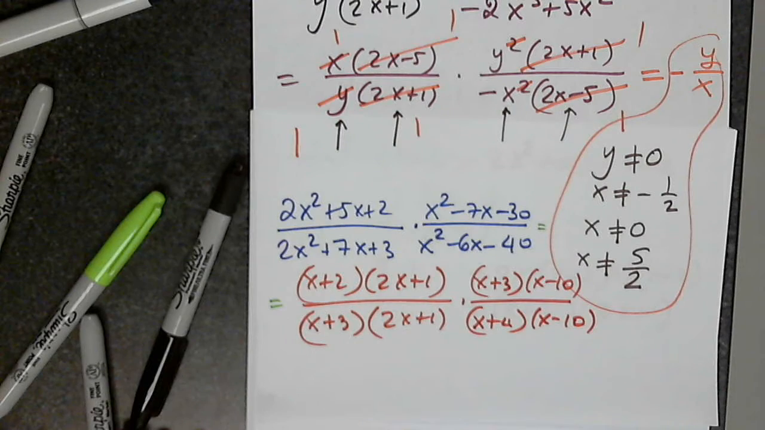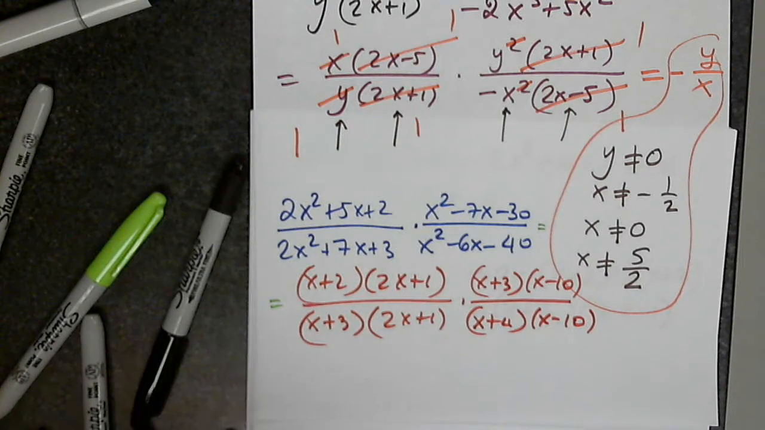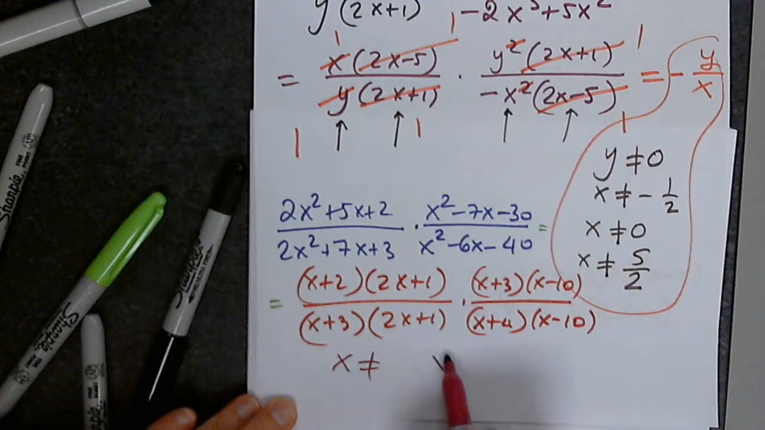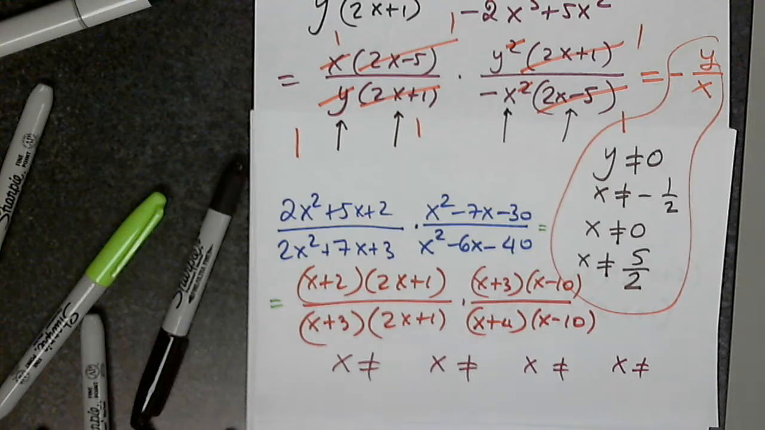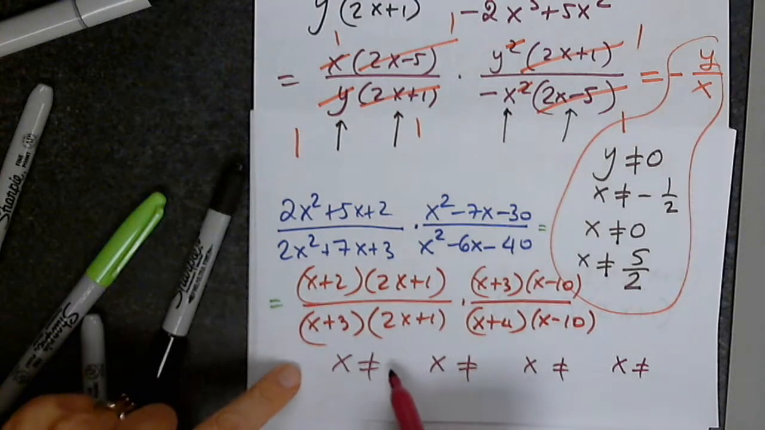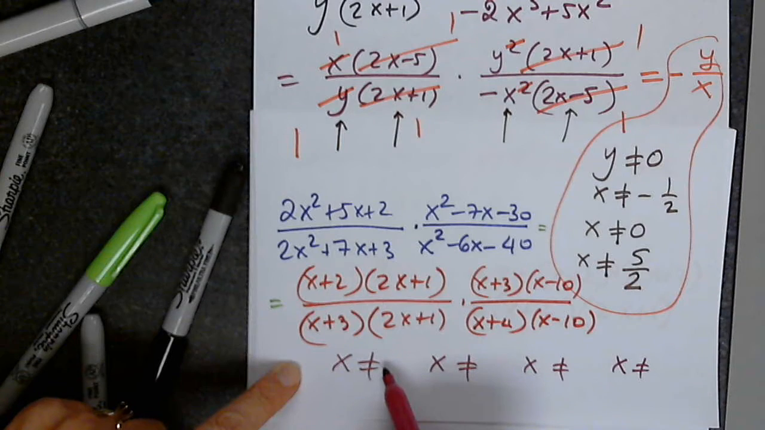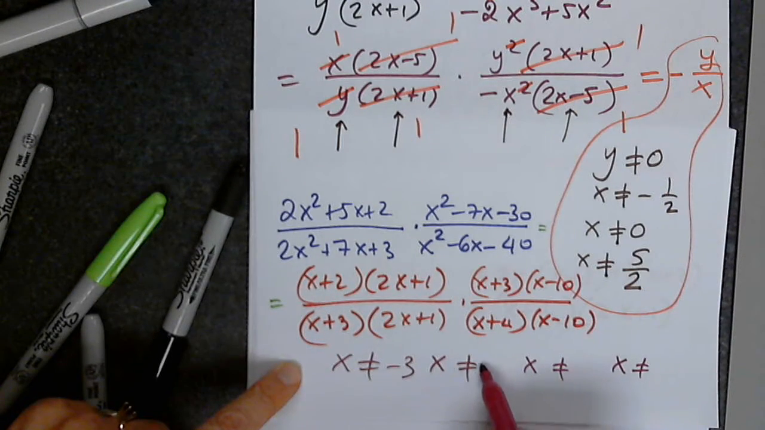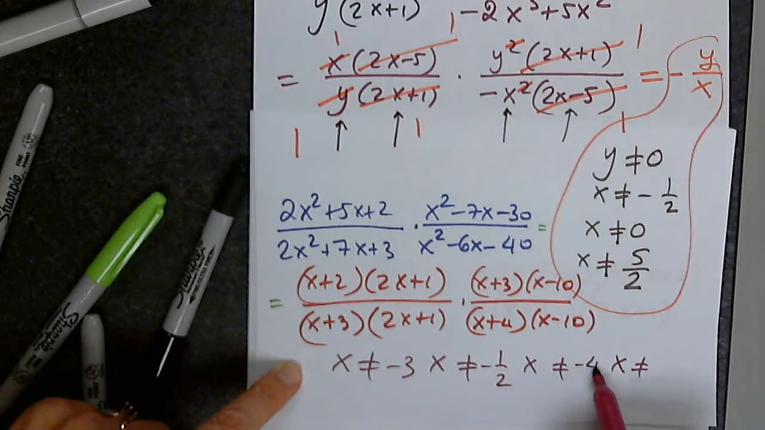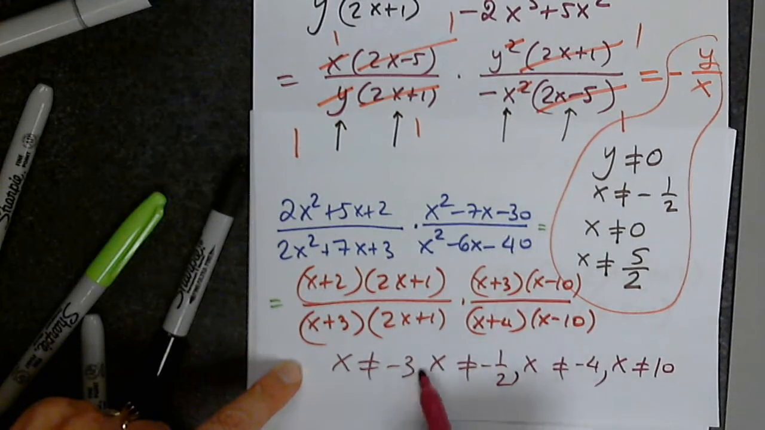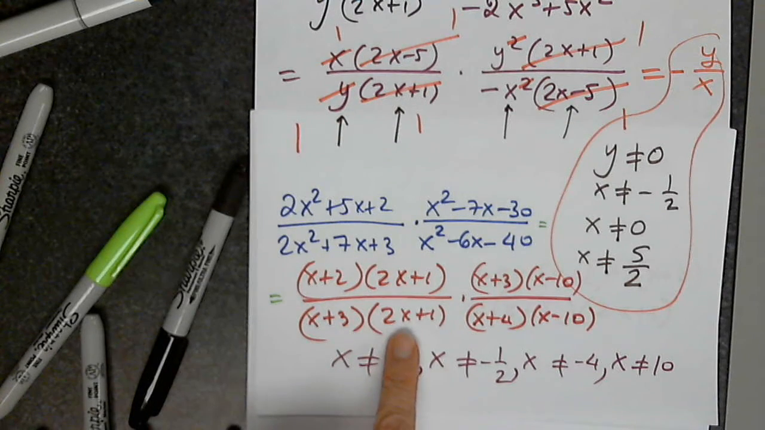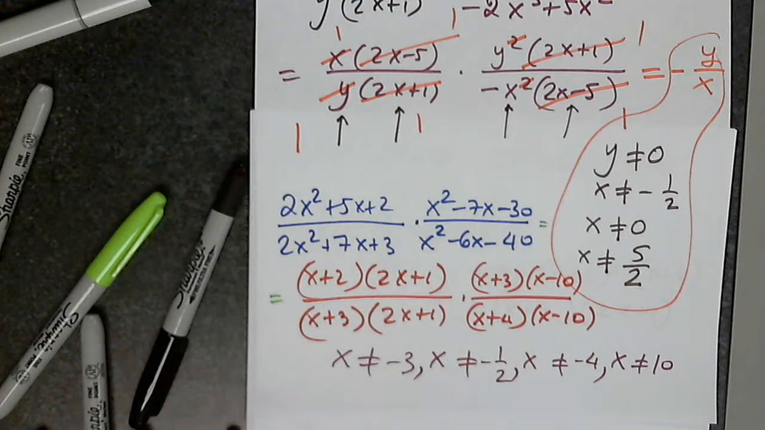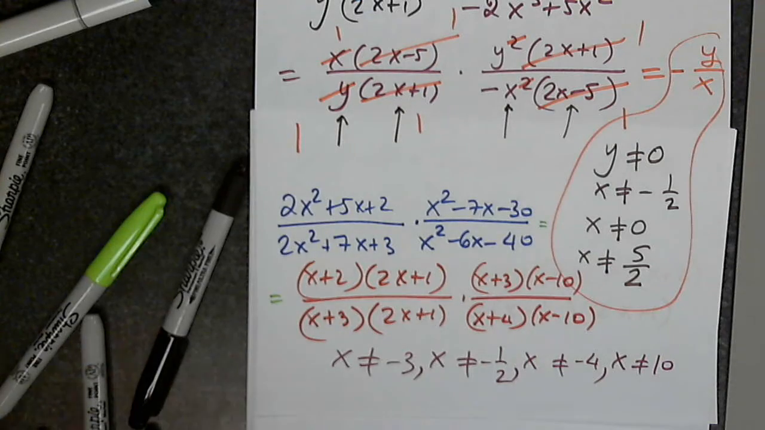How many restrictions on x will you write? Yes. x does not equal, x does not equal, x does not equal, x does not equal. Give them to me in any order you want. Doesn't matter. Do you all agree with x not equal -3 from here, x not equal -1/2 from here, x not equal -4, and x not equal 10? Do we agree? Perfect.